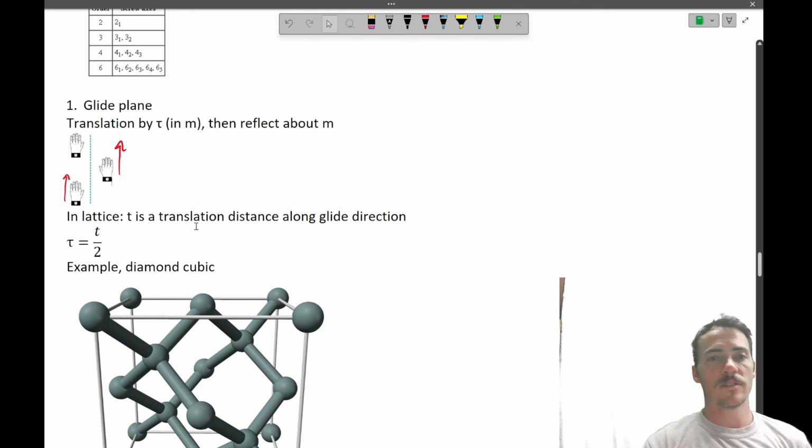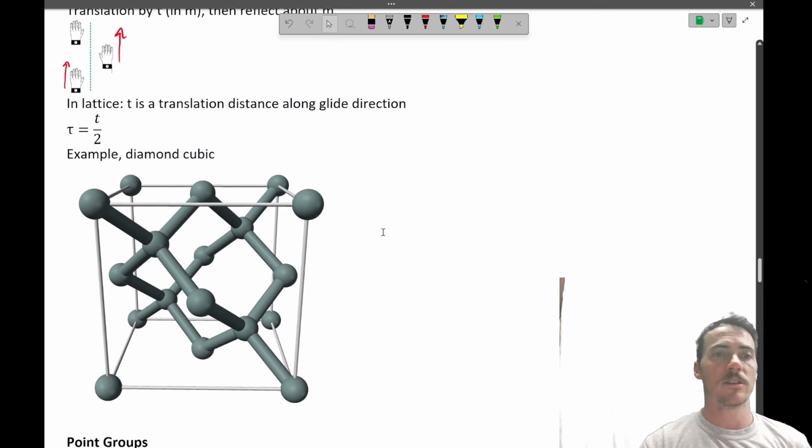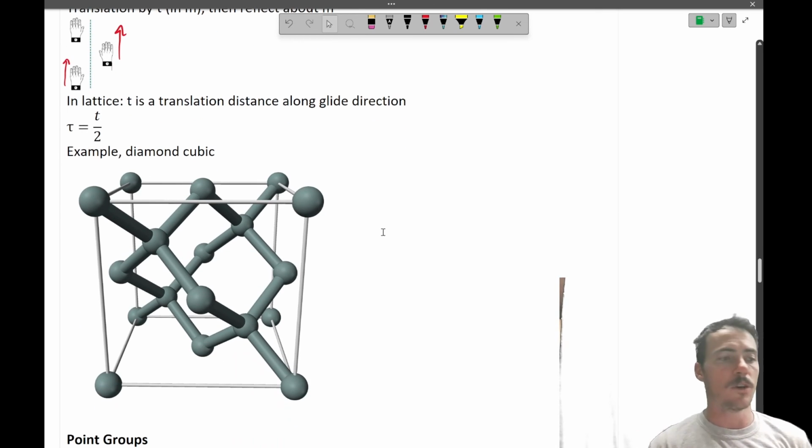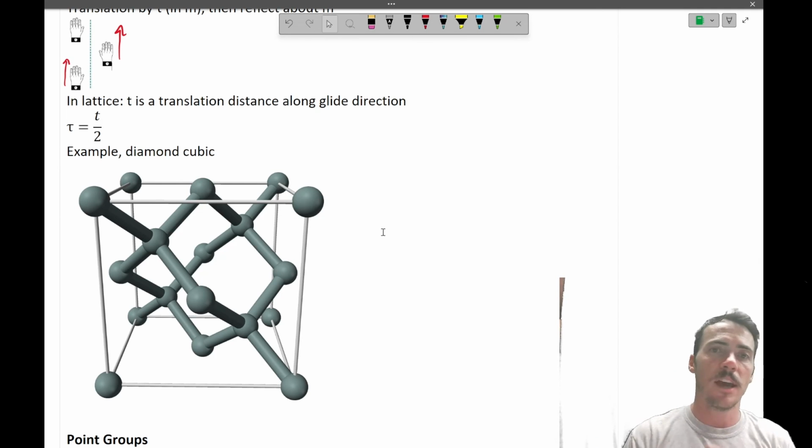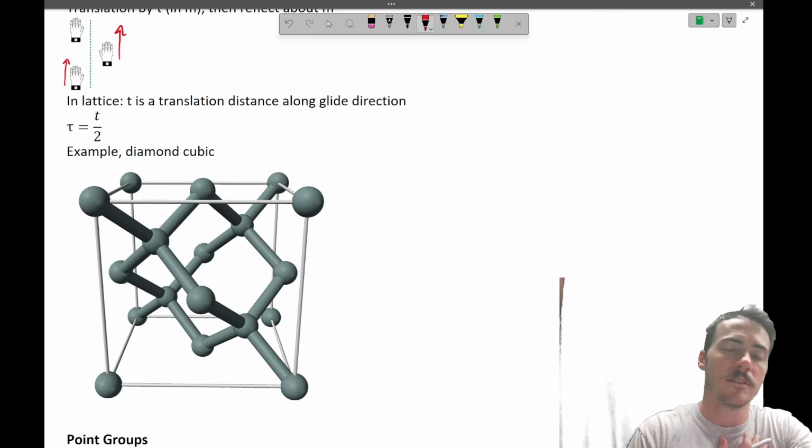So t is a translation distance along some glide direction. So tau could be t/2. And we see examples of this in actual crystal structures. Like here's the structure for diamond. And if you look closely, you'll see glide planes here. Do you see it yet?